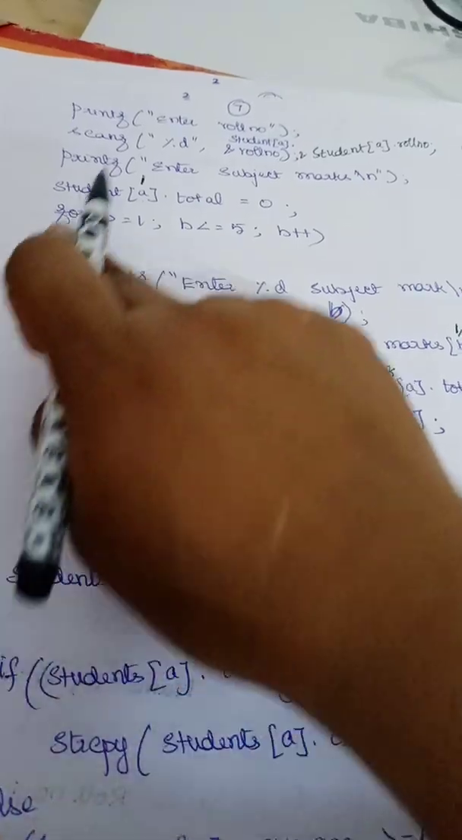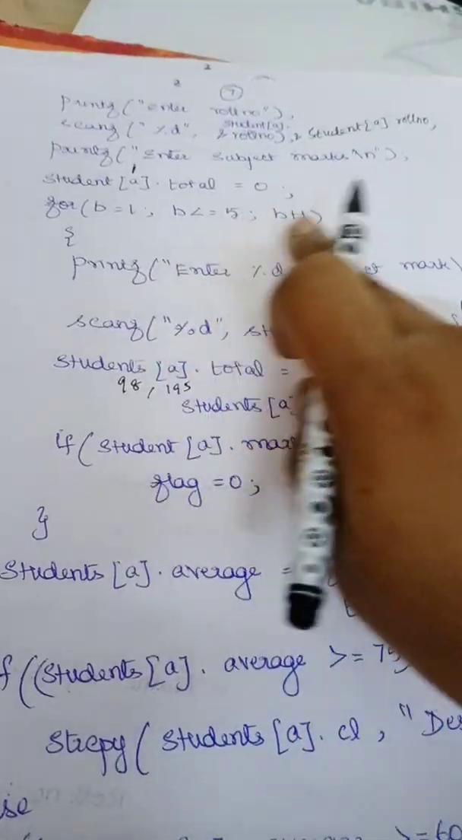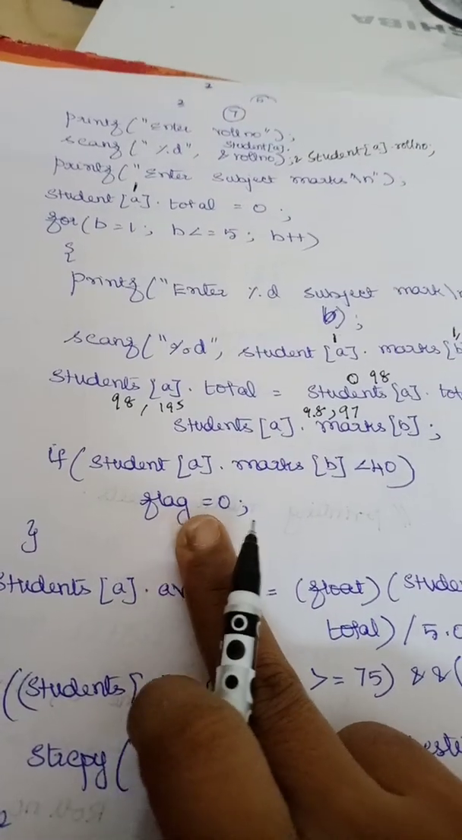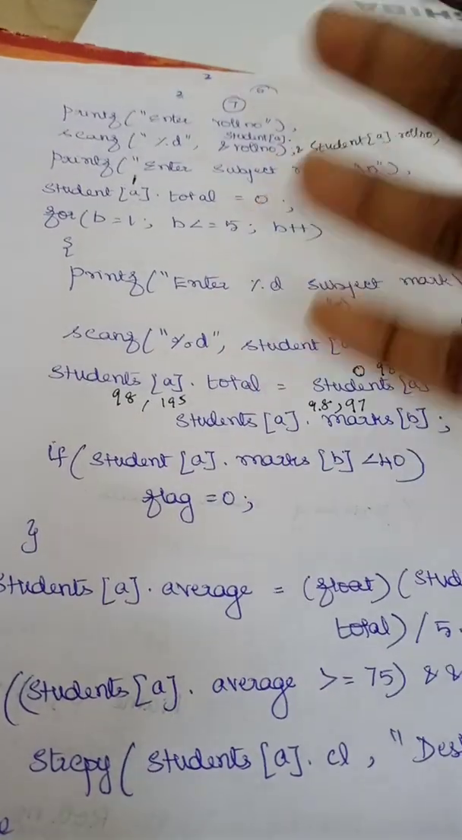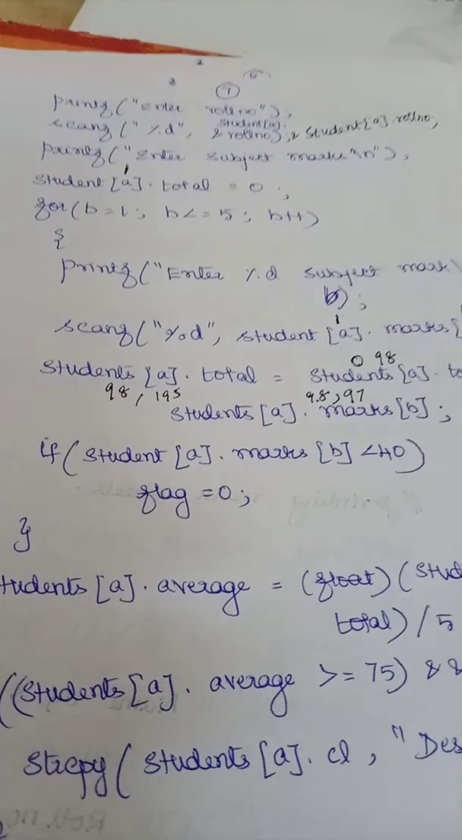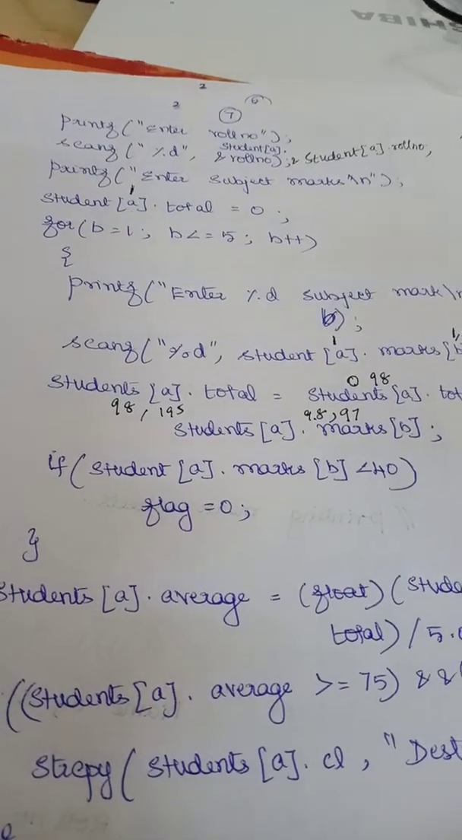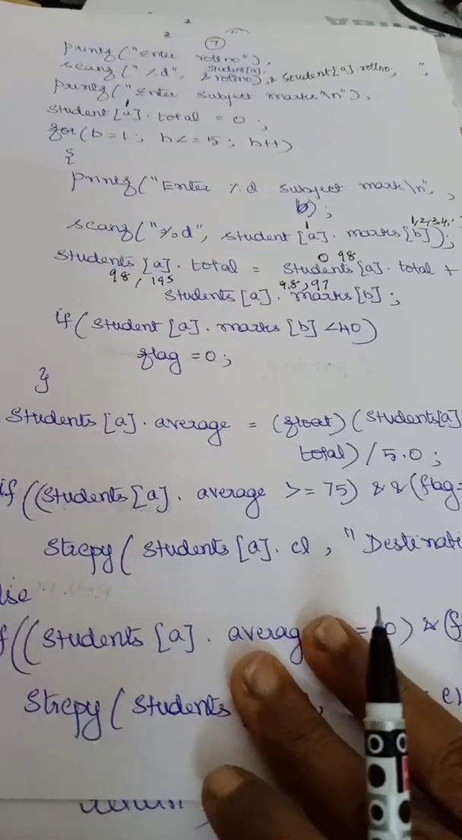So I will do like this for 5 subjects. Is that clear? Even in one subject, if I fail, my flag will be equal to 0. If I pass in the remaining subjects, then there will not be any problem, right? But still, if you fail in one subject, my flag will be equal to 0.